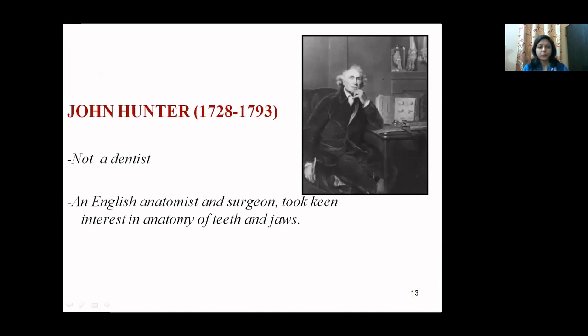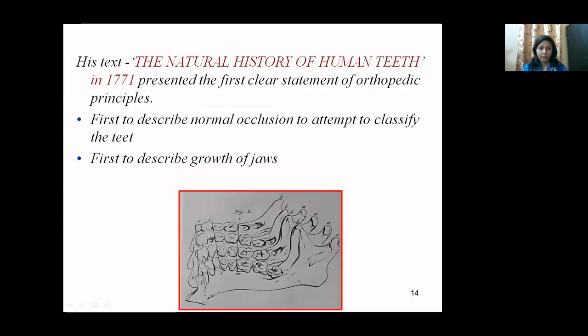Coming to the contribution of John Hunter, although he was not a dentist, he was an English anatomist and surgeon, but he had a keen interest in the anatomy of teeth and jaws. His text, The Natural History of Human Teeth, published in 1771, presented the first clear statement of orthodontic principles. He described normal occlusion, attempted to classify the teeth, and described the growth of the jaws.